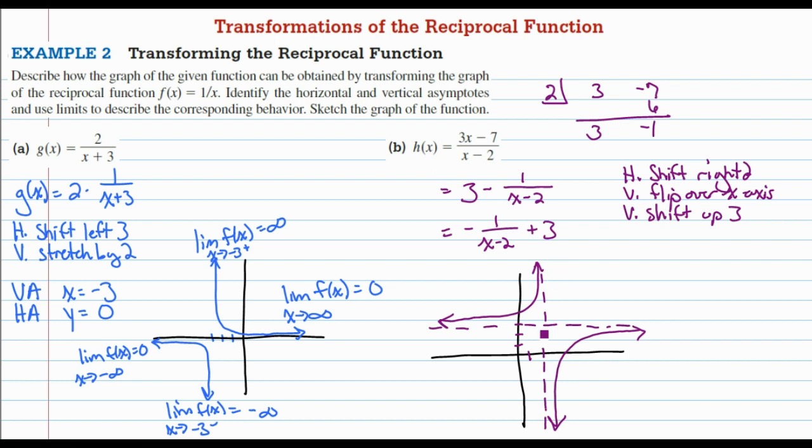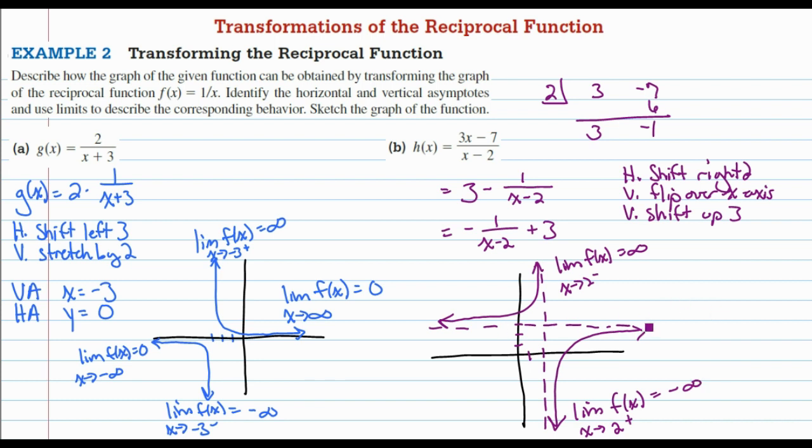So I have a vertical asymptote at x equals 2. So the limit of f of x as x approaches 2 from the left is going to equal positive infinity. So the x values are coming in towards 2 from the left. The y values, or f of x values, are going up to positive infinity. Down here, the limit of f of x as x approaches 2 from the right, the y values are going to go all the way down to negative infinity.